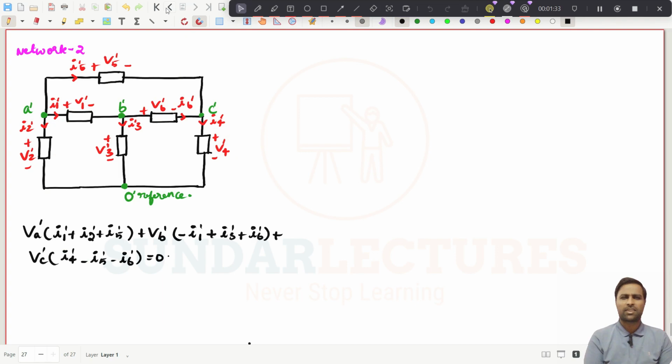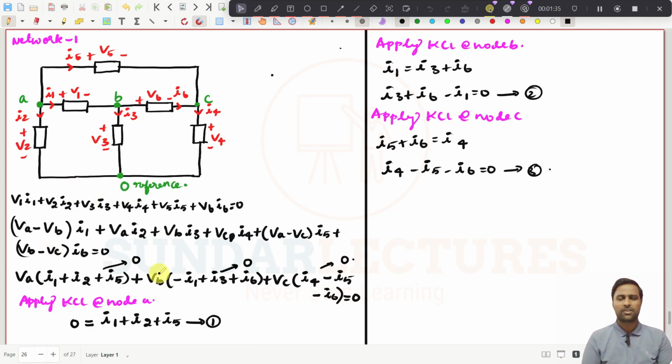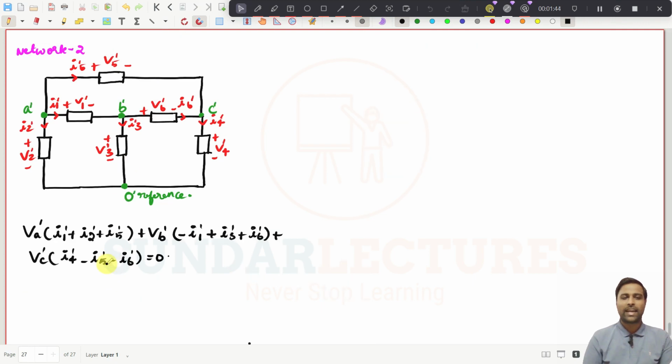If you apply the same thing, you write down the power balance expression and convert the branch voltages into node voltages, and you apply KCL also, you will get this term. Apply KCL, this term becomes 0 at A, at B this term becomes 0, at C this term becomes 0. KCL at node A, then KCL at node B, and KCL at node C becomes 0.